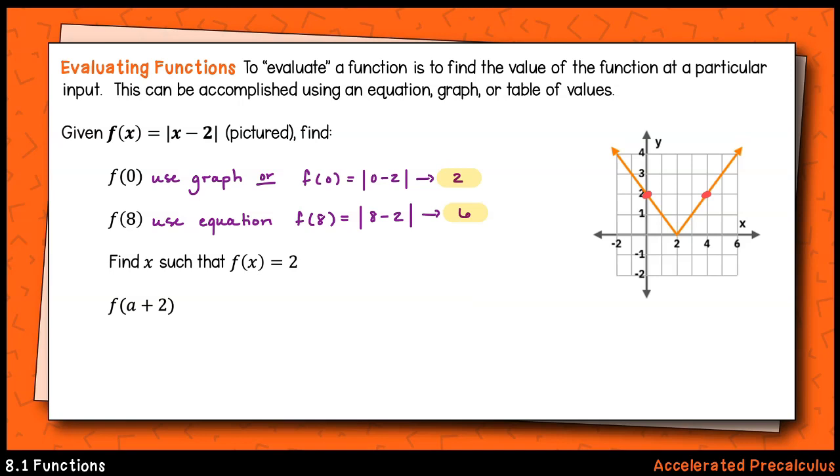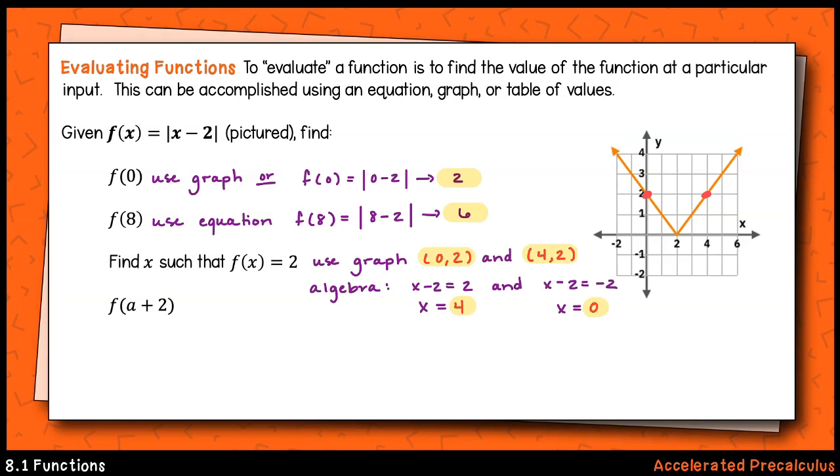From the graph, we can see that this is likely to be 2 inputs. I can see that the function is equal to 2 at 2 unique inputs, at x equals 0 and at x equals 4. We can also use the equation to find those values. Since this is an absolute value function, we'll set the expression, the absolute value of x minus 2, equal to the desired output, which is 2.